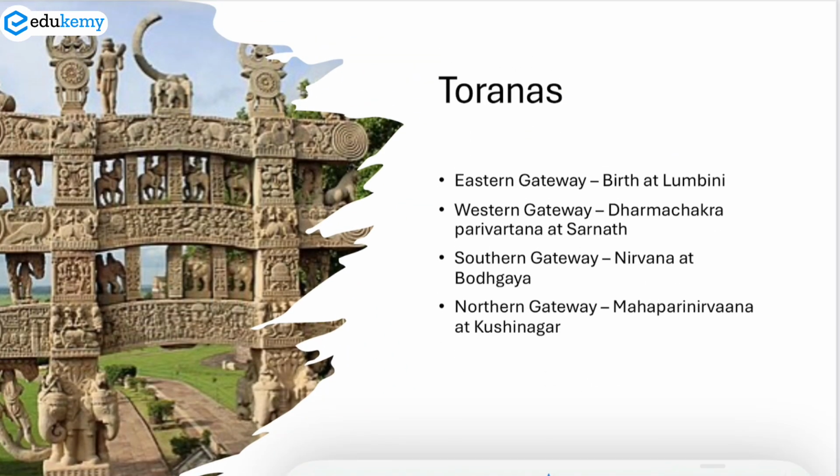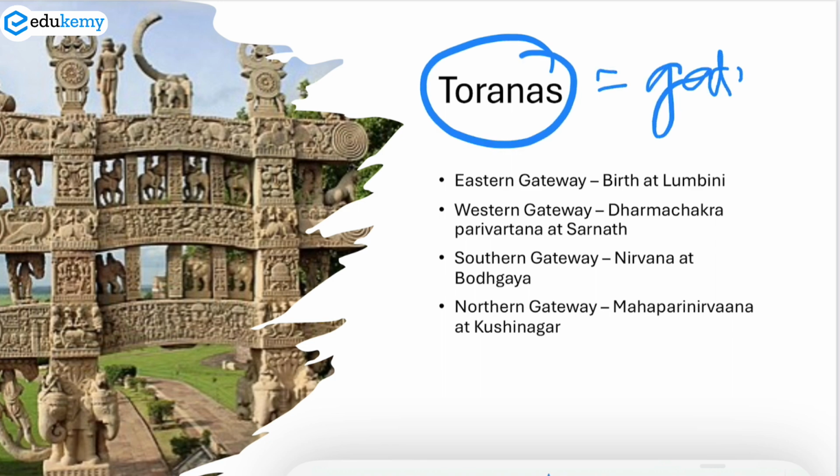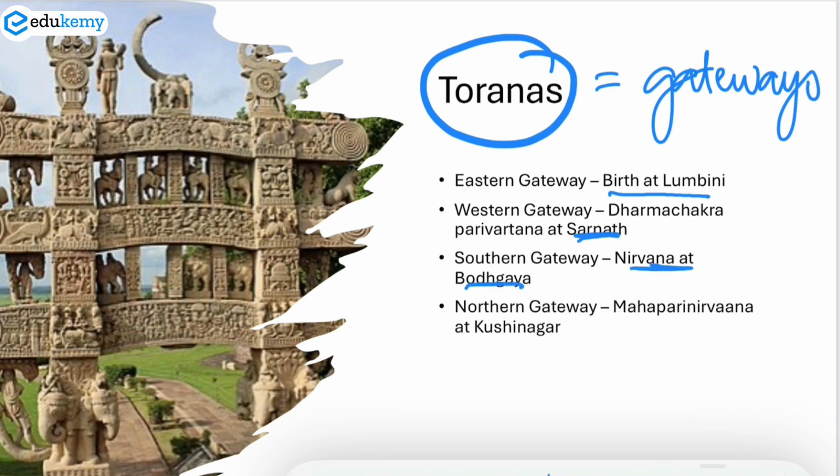Now let's see the components in detail. So torans, which means gateways, are decorated with Jatak stories. The Eastern Gateway represents birth at Lumbini. The Western Gateway represents Dharma Chakra Parivartan of Buddha at Sarnath, where Buddha gave his first sermon. The Southern Gateway represents Nirvana at Bodh Gaya, and the Northern Gateway or Toran represents Mahaparinirvan at Kushinagar.